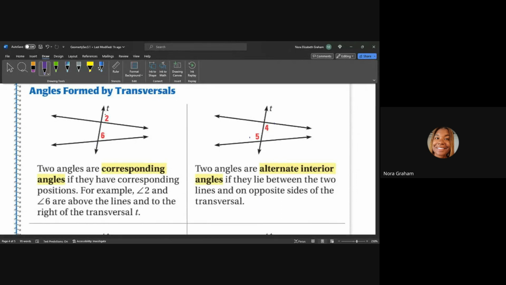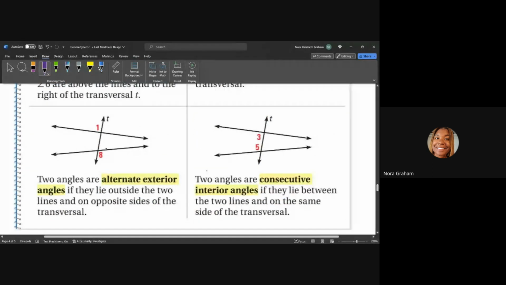For example, we have angle 2 and angle 6. These are corresponding angles because they're on the top of each of my lines, and they both touch my transversal. All right, that's how you can think about those. For alternate interior angles, remember the word alternate means other side, and interior means inside. So on opposite sides of my transversal and on the inside of my two coplanar lines, I have these angles.